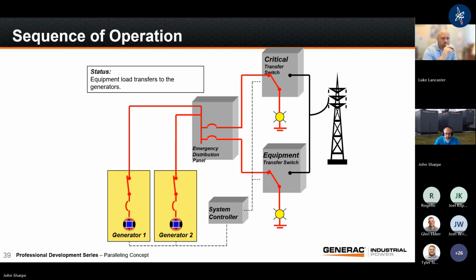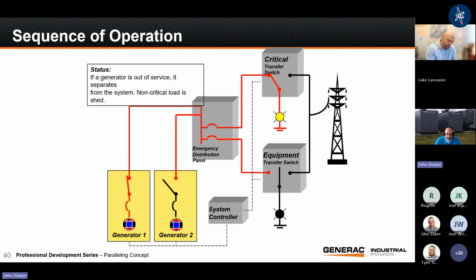Now, if this is a storm, it's been going on a long time, you've been running day to day, eventually you've got to shut a unit down to change some oil, right? So when we do that, I bring a unit down. My system controller is going to say, well, I've only got 1 gen on the bus. That means I can only have 1 transfer switch based on the program.